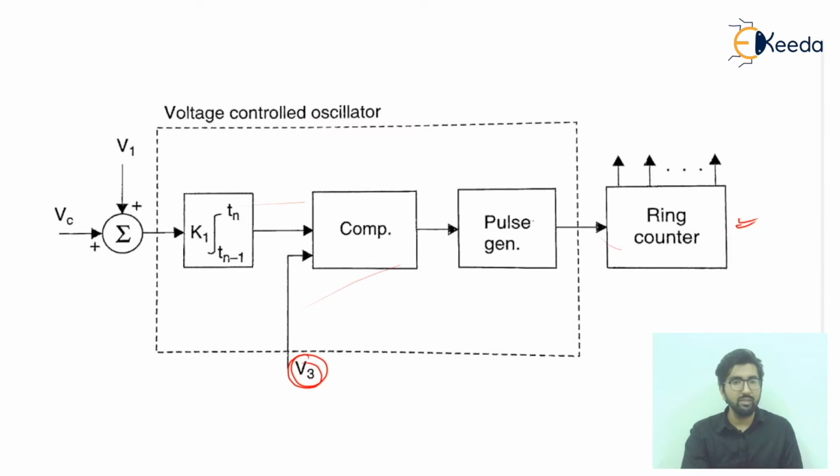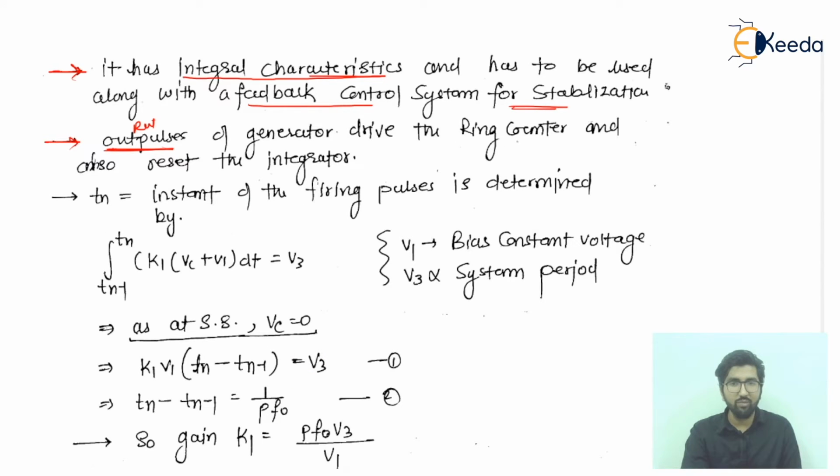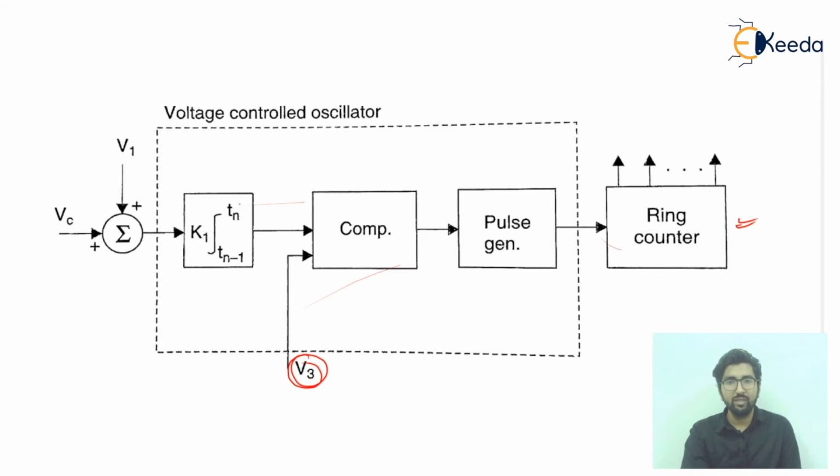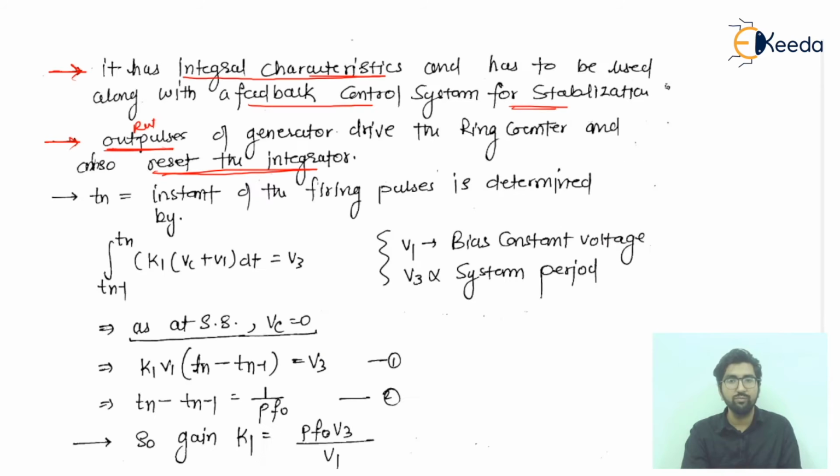So this is the pulse generator. The output of this pulse generator is actually given to the ring counter, and it also resets the integrator. We have the integrator here. This is the integrator, so it can also reset that integrator.